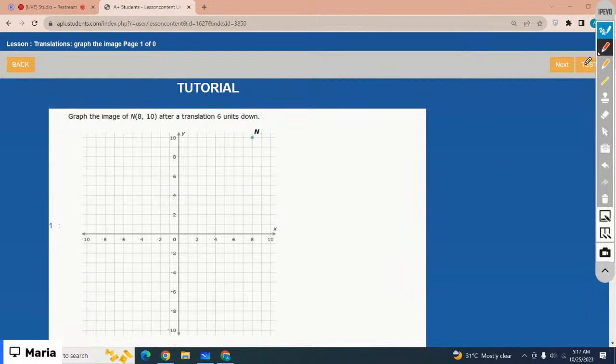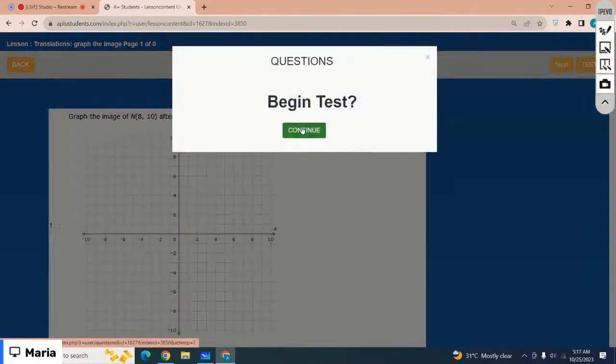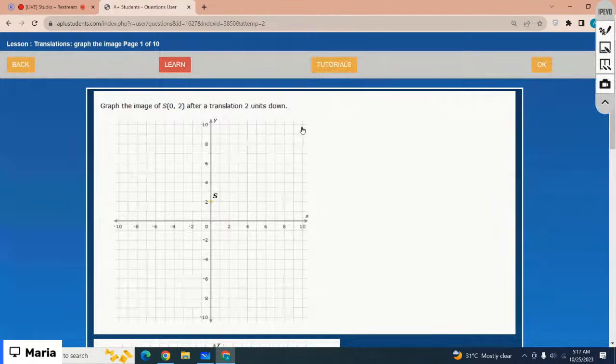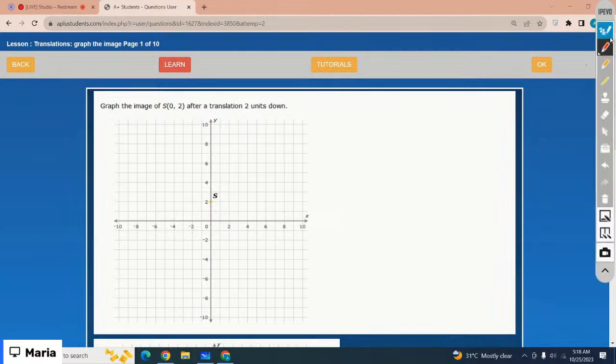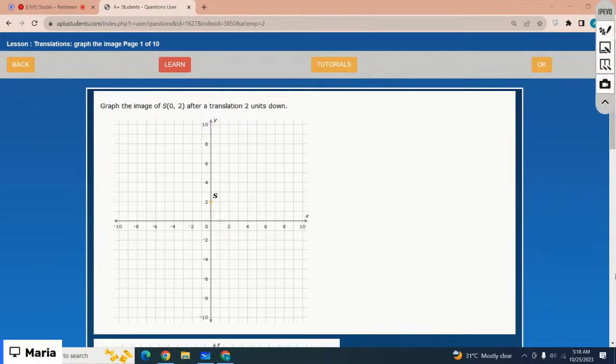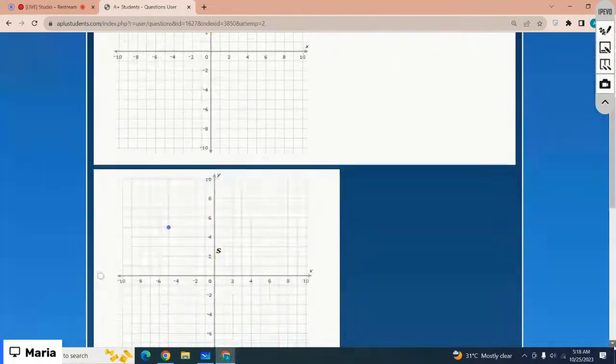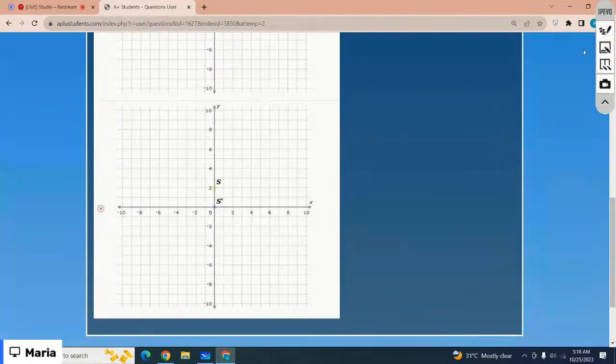Let's just start with the test questions. Okay, graph the image of S after a translation 2 units down. So when you translate it 2 units down, it would be 1, 2 here. It is 0 and 0, right? Yes, it is 0 and 0. Option number 2 is the correct option.